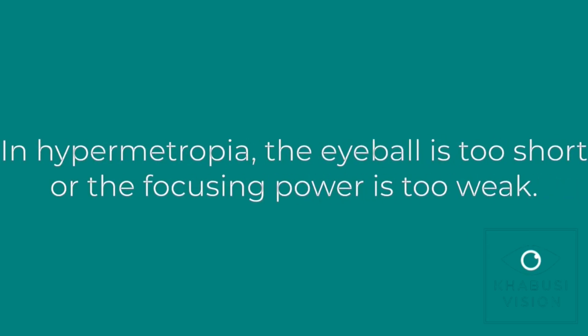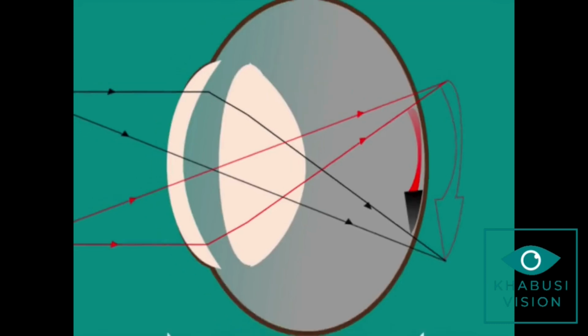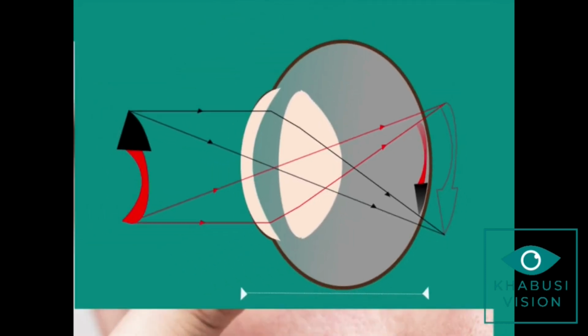Next, let's touch on hyperopia. Hyperopia is also called farsightedness, hypermetropia, or long-sightedness. This one is a bit sneakier. It's the opposite of myopia, but the symptoms are not always obvious. What's happening in the eye? So in hyperopia, the eyeball is too short or the focusing power is too weak. This causes light to focus behind the retina instead of on the retina. That makes both near and sometimes distant vision blurry.